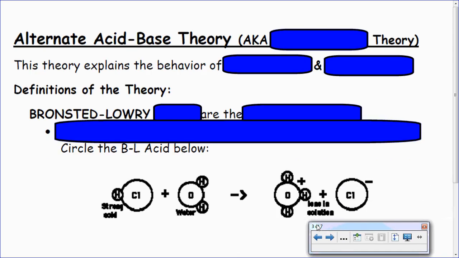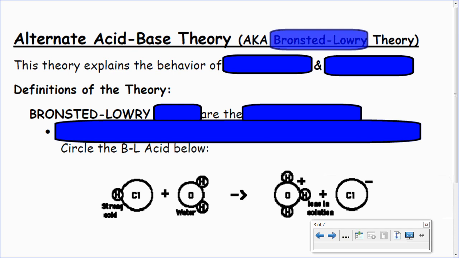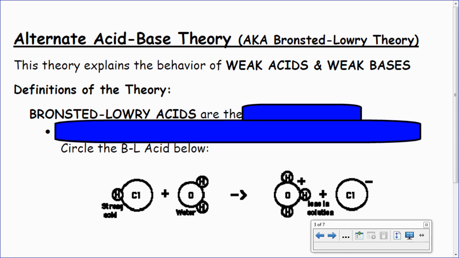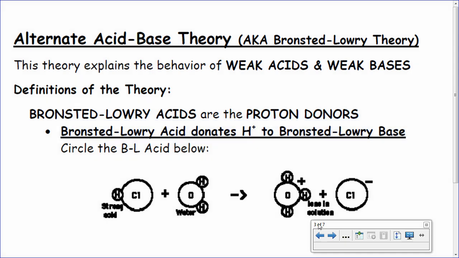So let's get into our notes here. The alternate acid-base theory, also known as the Bronsted-Lowry theory, explains the behavior of weak acids and weak bases. Arrhenius was good for the strong acids and bases, which deionize or dissociate completely. This explains those ones that don't do that so well. Bronsted-Lowry acids are the proton donors. A Bronsted-Lowry acid donates H plus to a Bronsted-Lowry base. So acids donate H plus.